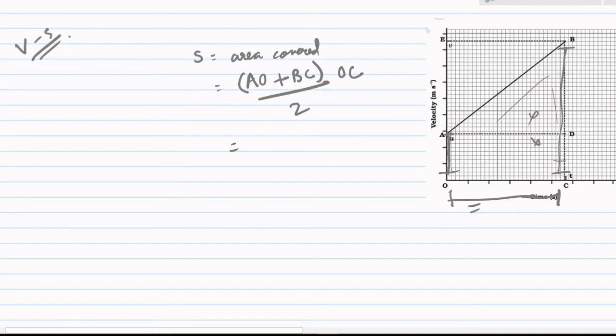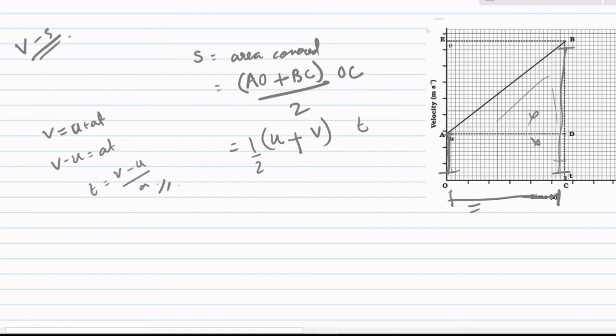AO is nothing but U. BC is nothing but V. OC is nothing but the time. And you have it divided by 2. Now, previously we derived V equals U plus AT. Yes. Now I can also write it as V minus U equals AT, and therefore T equals (V minus U) divided by A. So I'm just going to substitute this T over here.